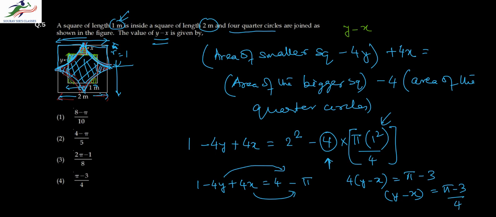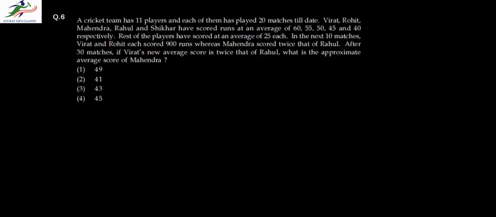And you see in option 4 it is given as pi minus 3 by 4, which is the correct option. So you see that without calculating the individual areas, we were able to calculate the required difference in the areas. So remember that you need to look into what is being asked first without jumping to calculate the dimensions. So let's move to the next question, which is question number 6.